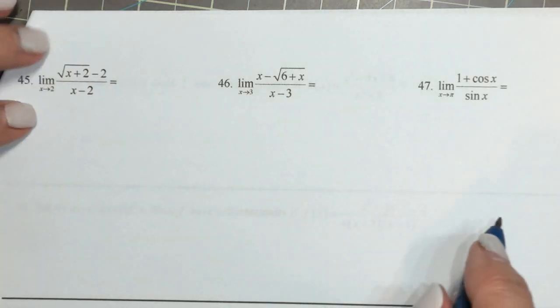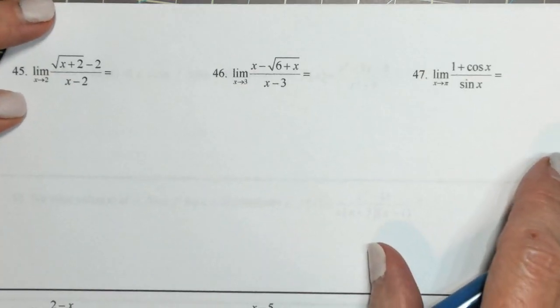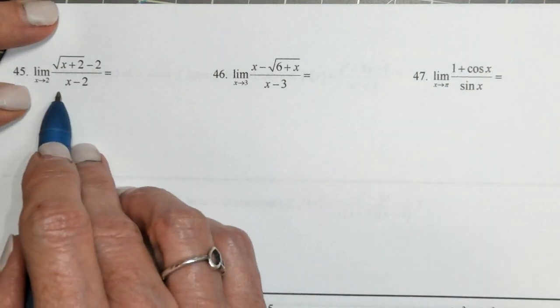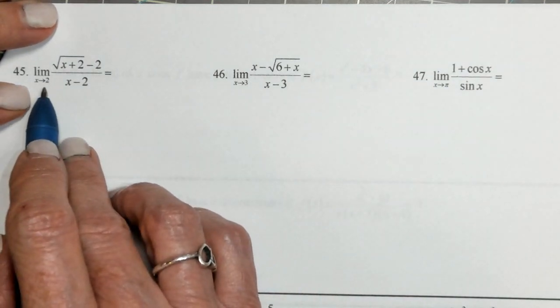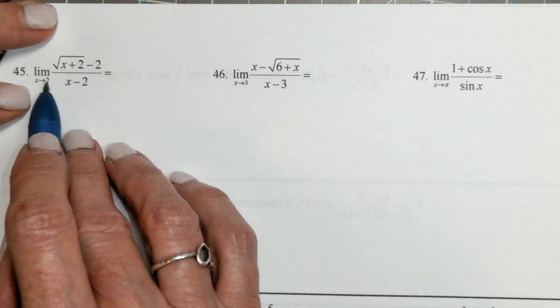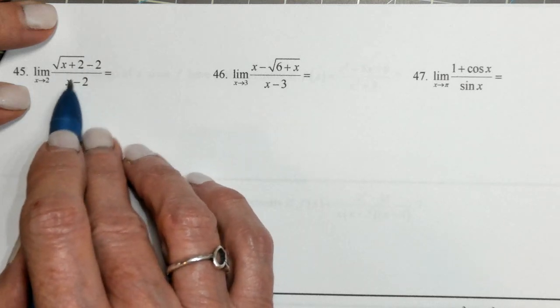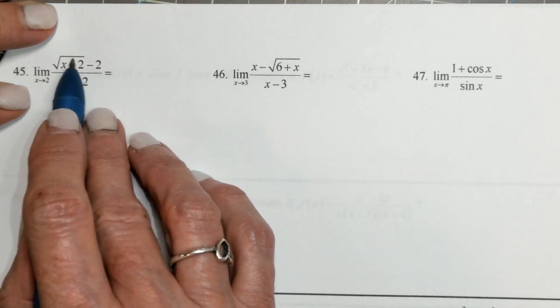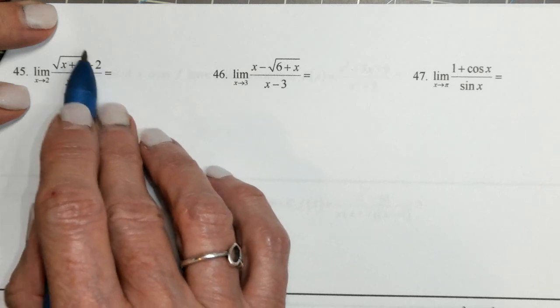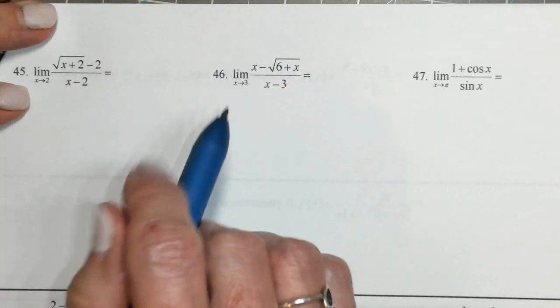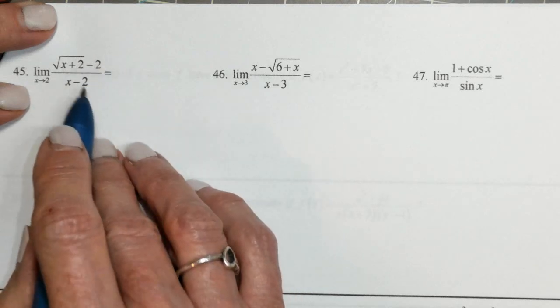Alright, continuing with Worksheet 6, our review for Unit 13. We're on page 3. Limit as x approaches 2 of this. If I put 2 in for x, I get 0 on the bottom. I get square root of 4, which is 2, minus 2. I get 0 on top. So there's a hole. That's your thought process. If I get 0 over 0, there's a hole.